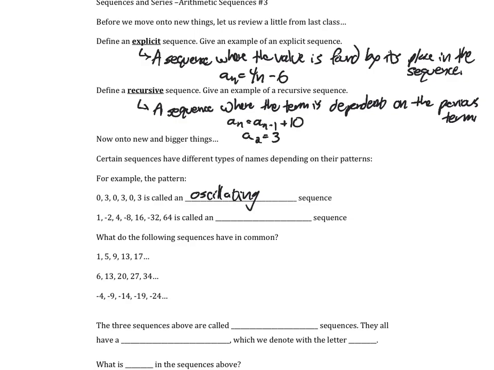If we look at the next one, 1, negative 2, positive 4, negative 8, positive 16, negative 32, positive 64, and so on, it's going back and forth between positives and negatives. We call that an alternating sequence. An alternating sequence is one where it shifts back and forth between positive and negative.